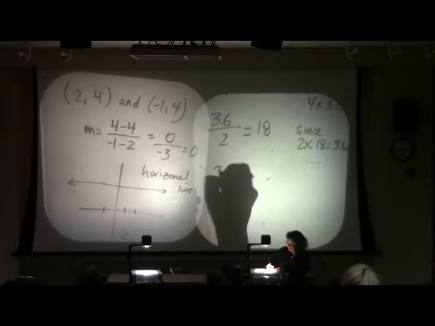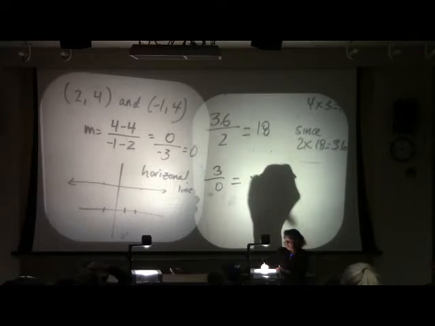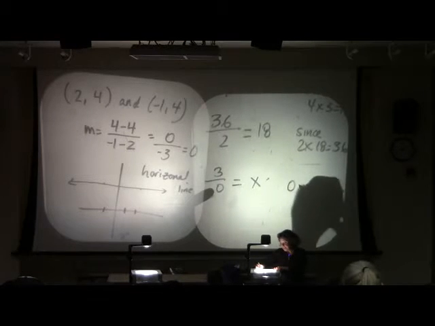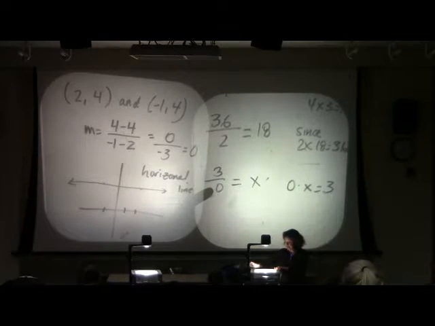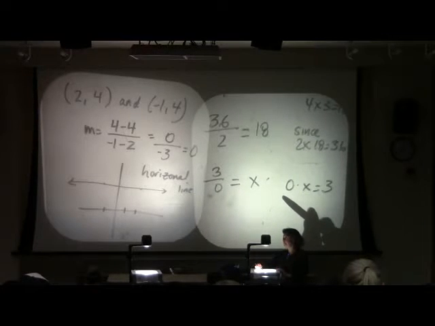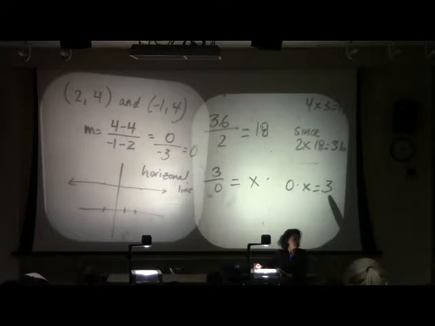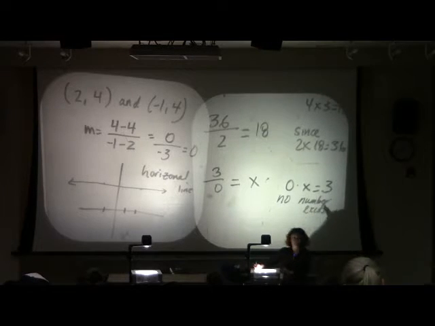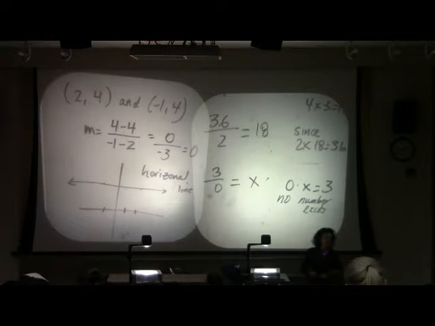So, what is 3 divided by 0? Well, it's equal to some number x, so that 0 times x gives you 3. But is there any number that you can multiply by 0 and get a non-zero number? No, no number exists. That's why it's undefined. Cool, huh? I always like knowing why.